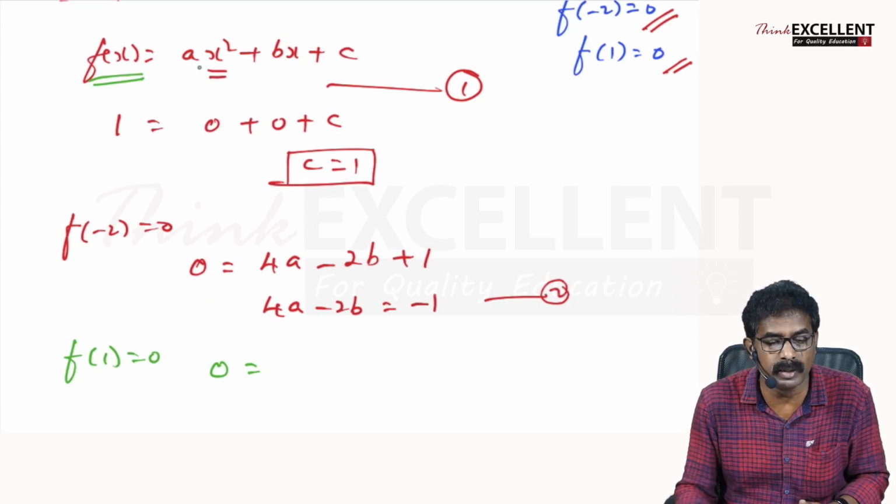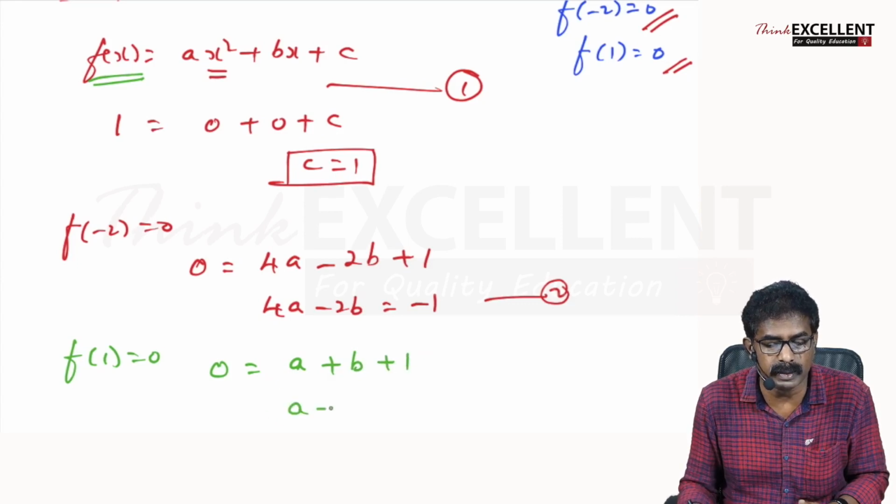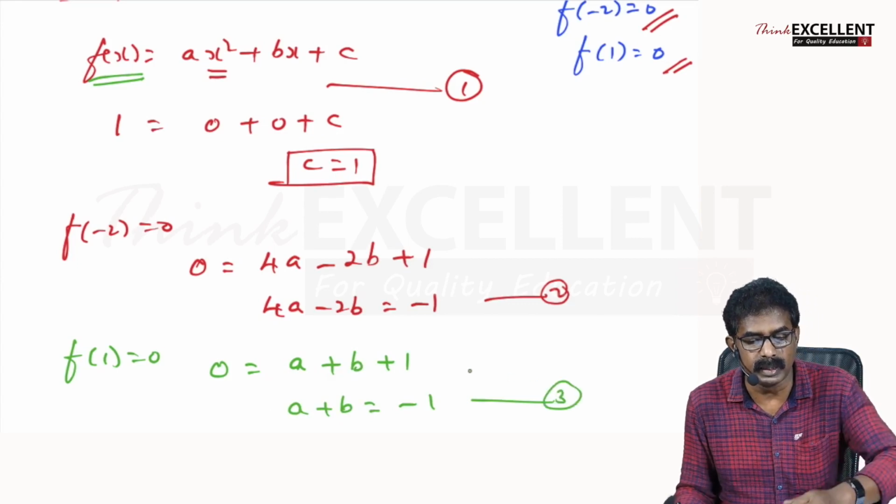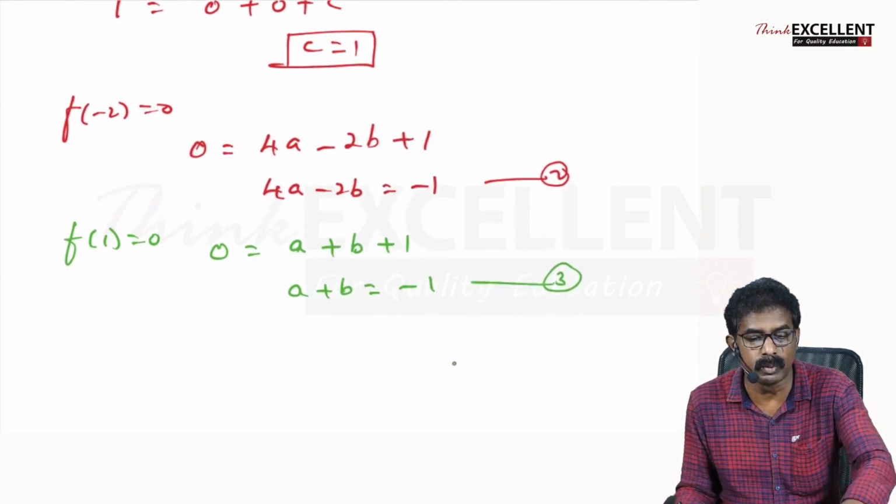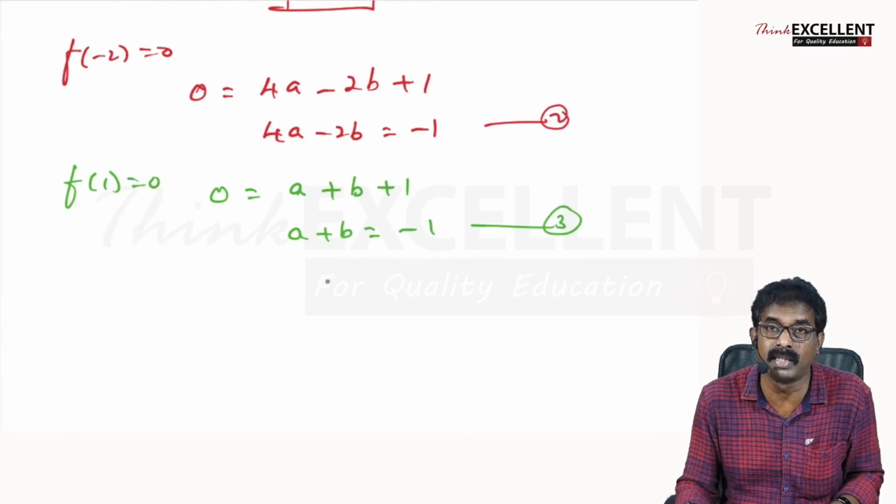So 1 square into A, so it is 1A plus 1 into B plus C value 1. So A plus B is equal to, take this 1 to the other side, minus 1. Okay. So these are the two equations. From these two equations you can solve very easily, right?